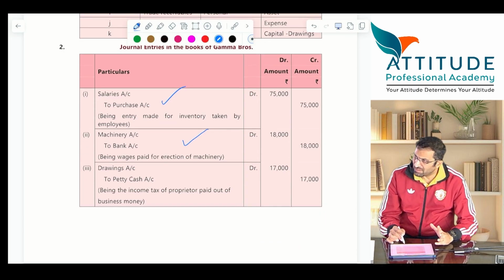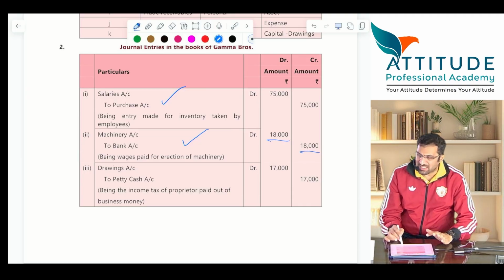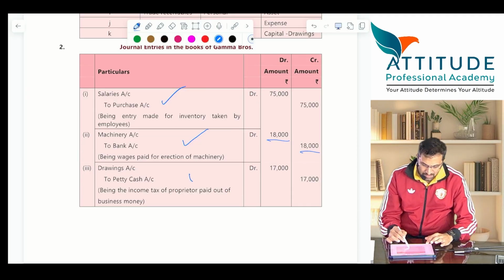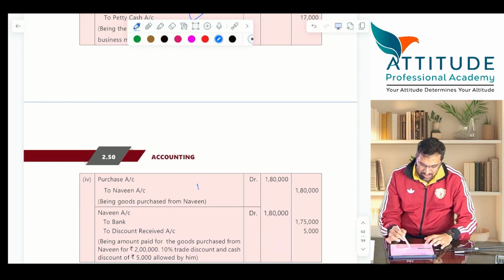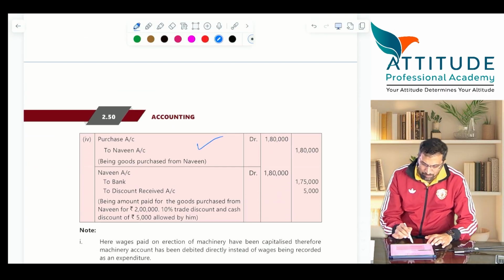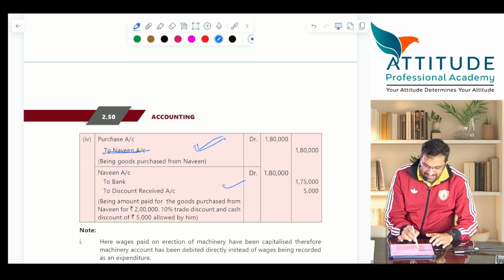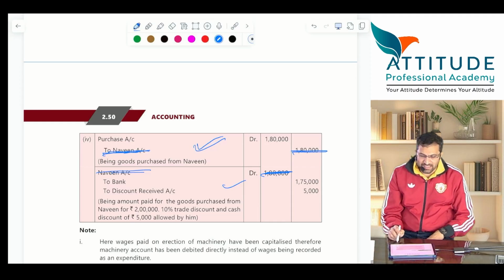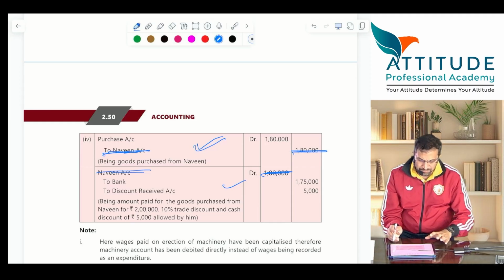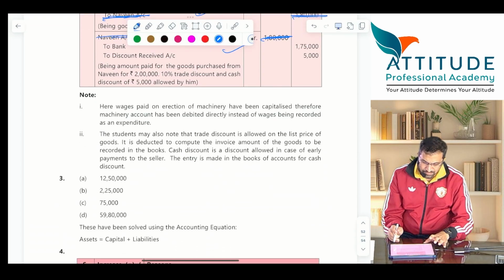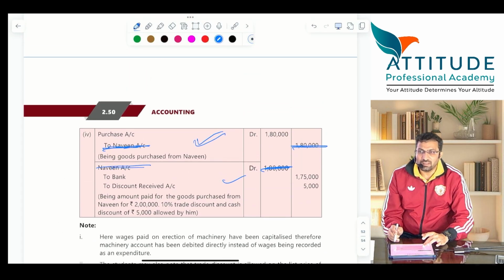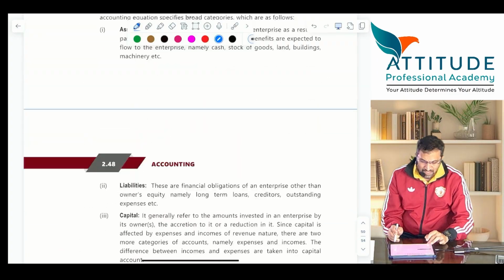Bank they have given. Anyway, was it paid by cheque? It is not mentioned, but for anything more than 10,000, if nothing is mentioned, put it by bank. Drawings to petty cash, here it is clearly petty cash. Purchases: first they have passed two entries, the goods purchase and then the payment entry. You can always cancel this and pass a combined entry. That's okay, no problem. Is that clear? Understood? Any difficulty?